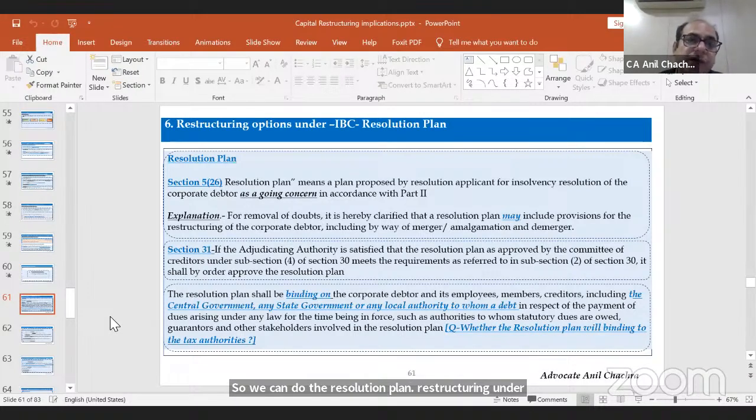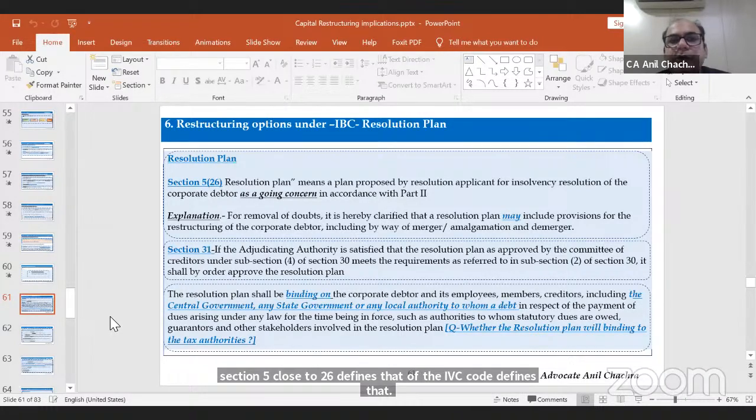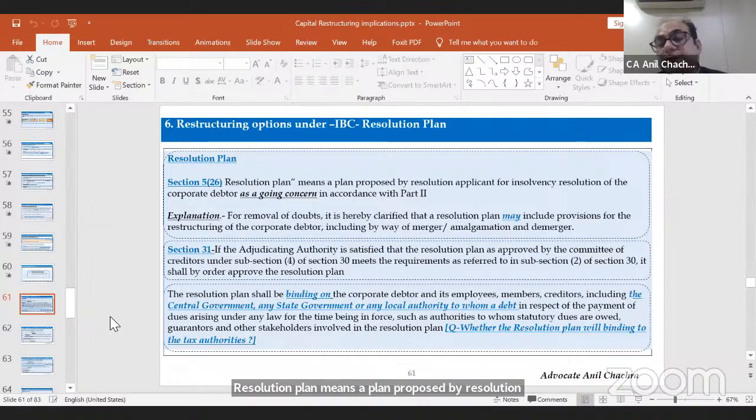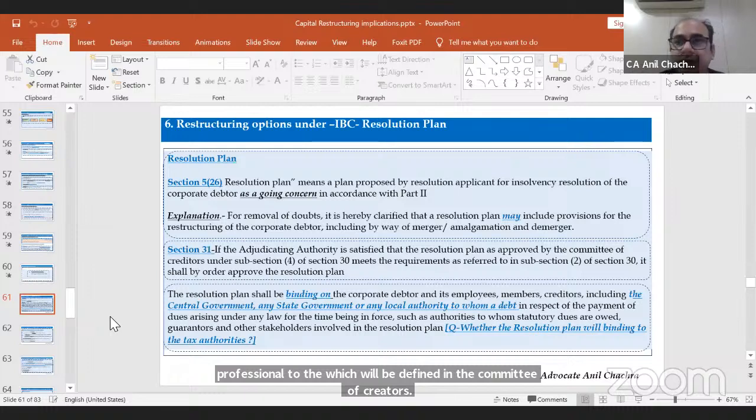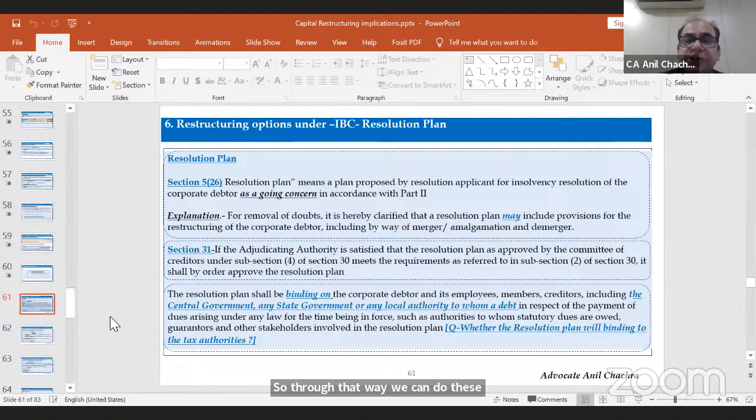Resolution plan means, section 5, clause 26 of the IBC code defines that, a plan proposed by a resolution applicant for insolvency resolution of the corporate debtor as a going concern. Right. So as a going concern, the plan is given by the resolution applicant to the insolvency professional, which will be placed before the committee of creditors. So through that way we can do the corporate restructuring as well. Under the explanation part, they have defined that the resolution plan may include the option of merger, demerger, or amalgamation, right? So they have defined all the things.